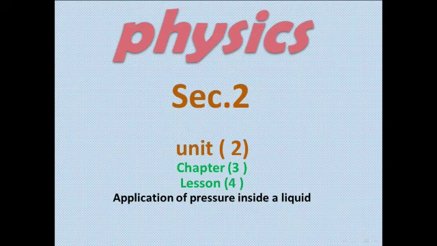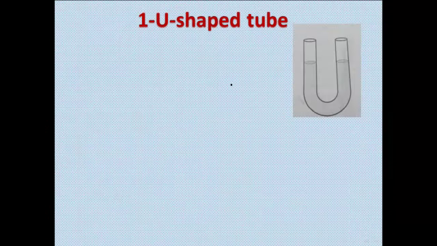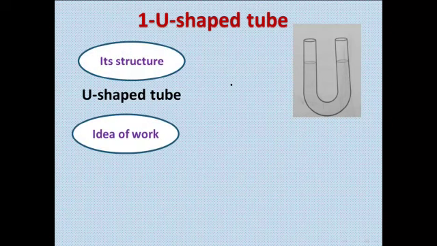Our lesson today is the application of pressure inside a liquid. We have this shape called a U-shaped tube, and there are two types of it. One of them, the uniform U-shaped tube, means that this area equals this area, and the other type is called non-uniform tubes. One of them will be wider than the other, but please don't be affected by uniform and non-uniform. There is one special problem for the difference between them.